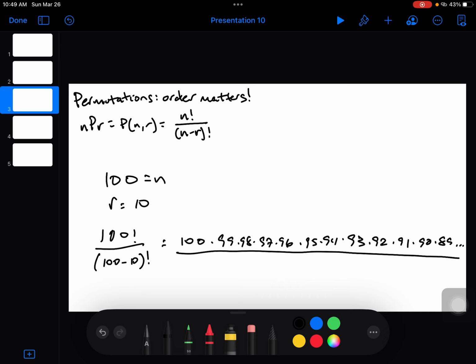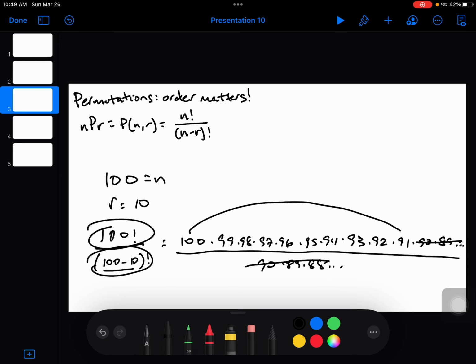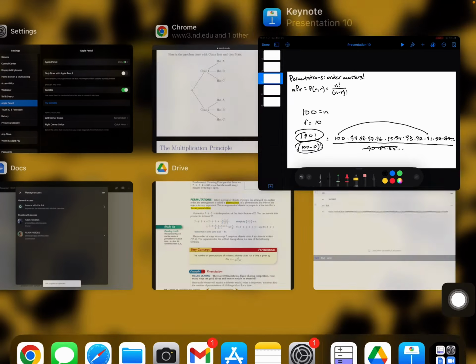The 90 factorial on the bottom, (100 minus 10) factorial, is 90 times 89 times 88, and so on. What's convenient about these factorials is that you don't have to deal with huge numbers, even though it seems like each one is going to be huge. You can eliminate common factors. So in this case, it's actually just 100 down to 91, which is still a large number.